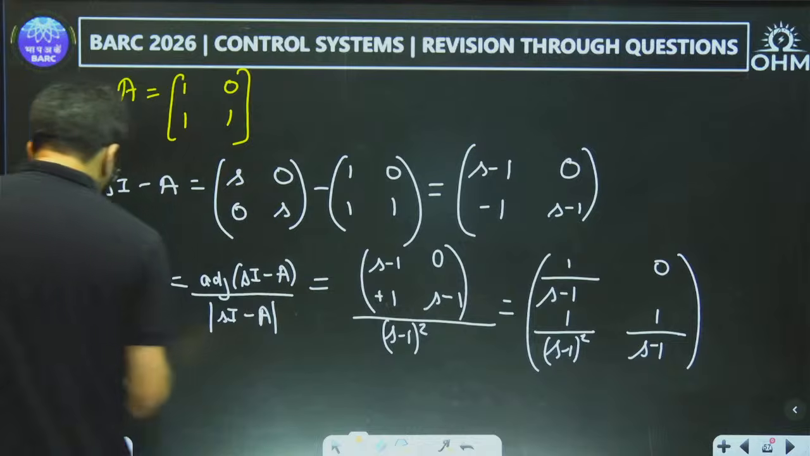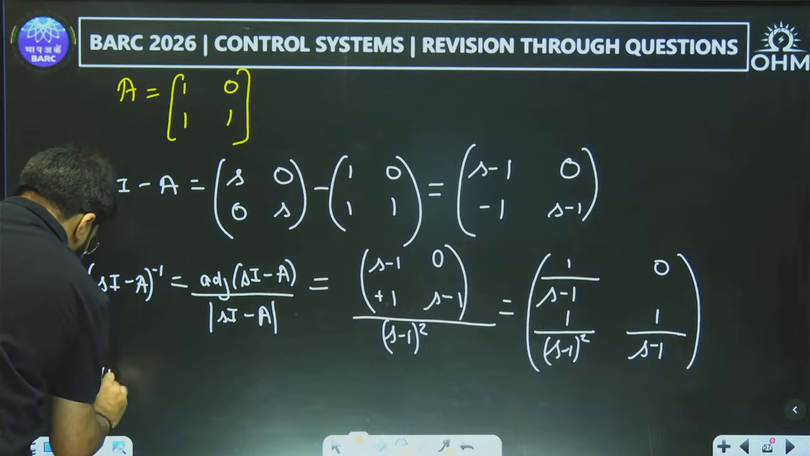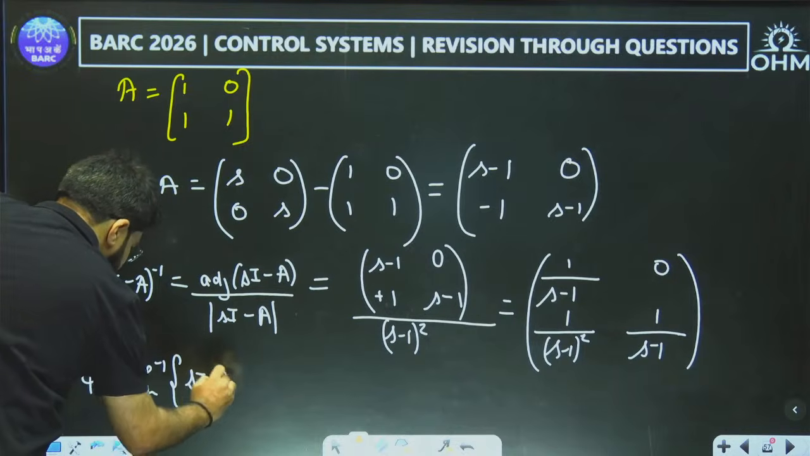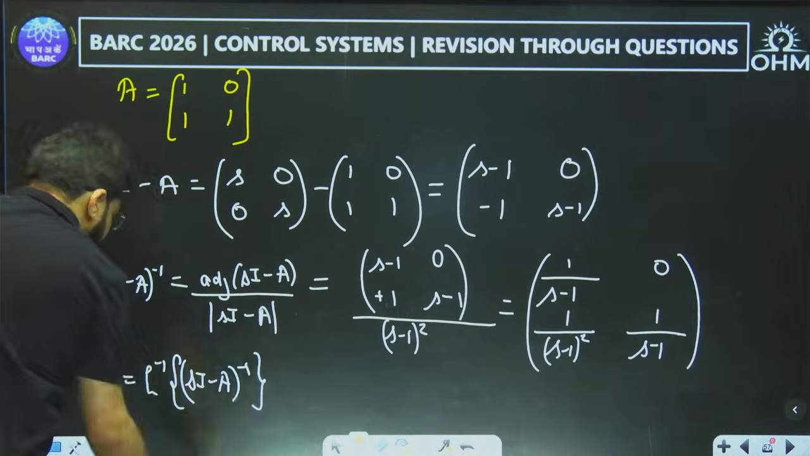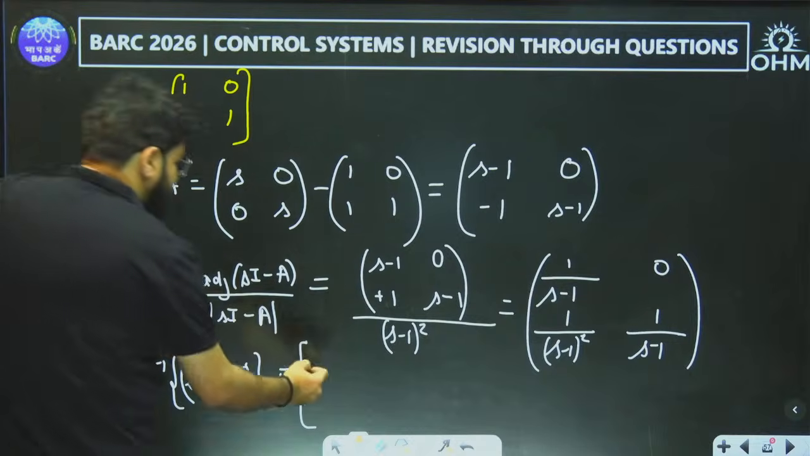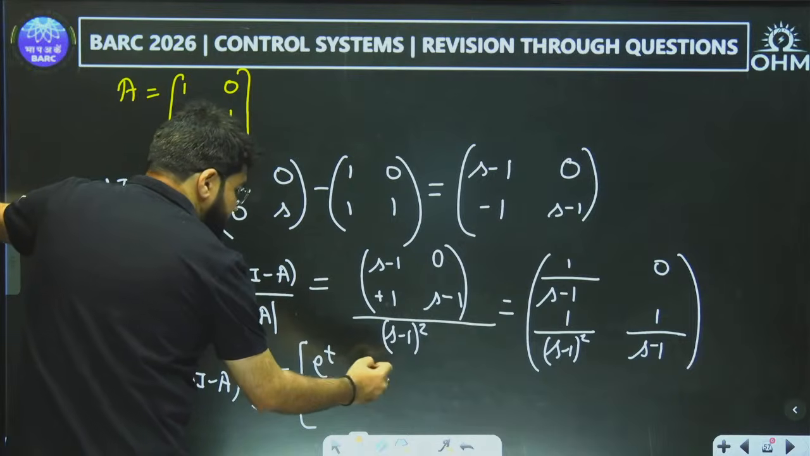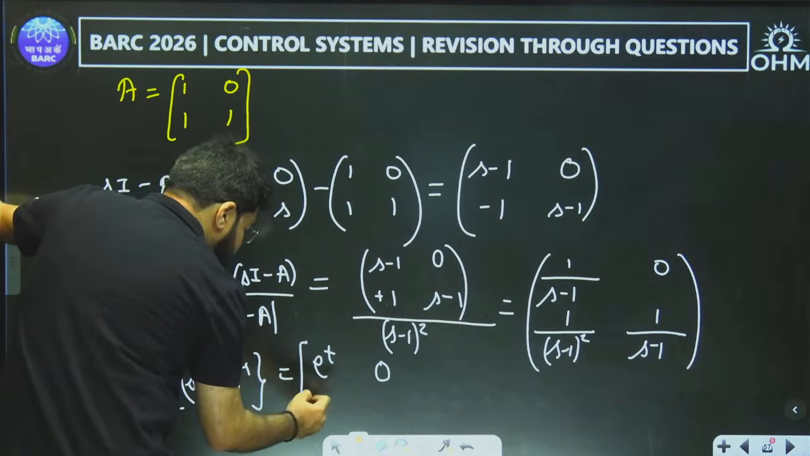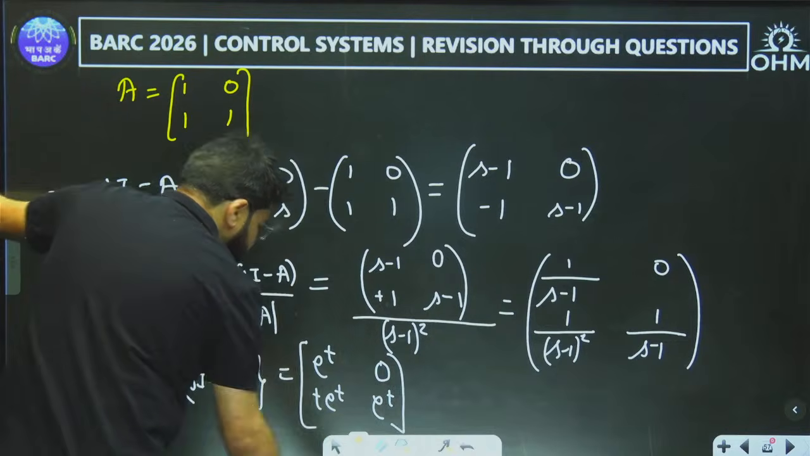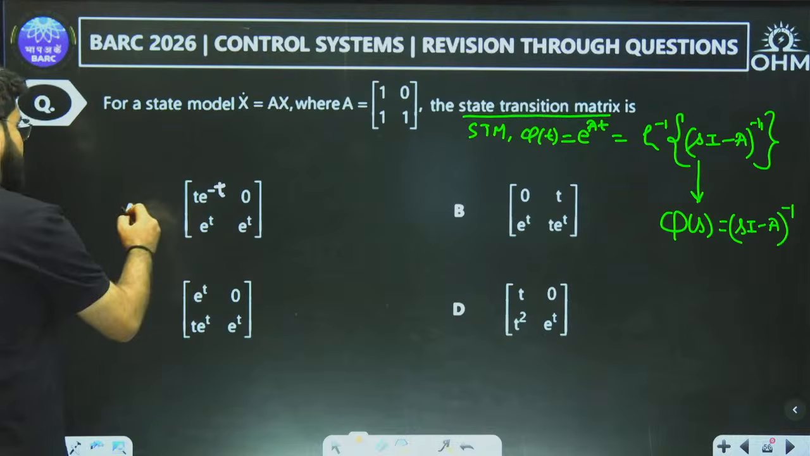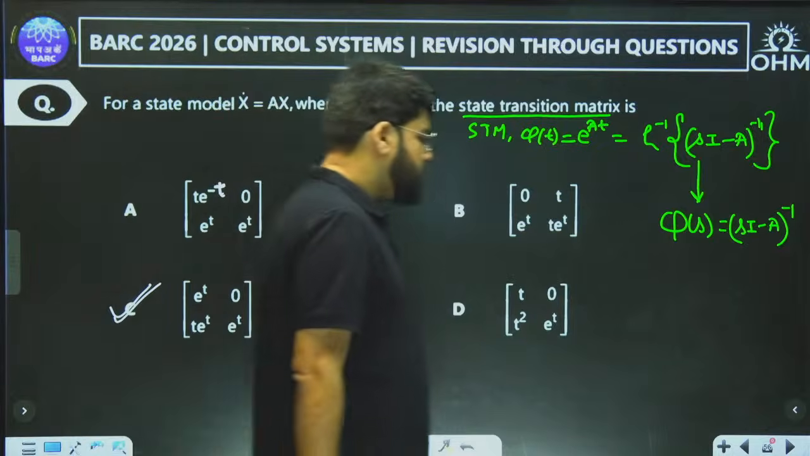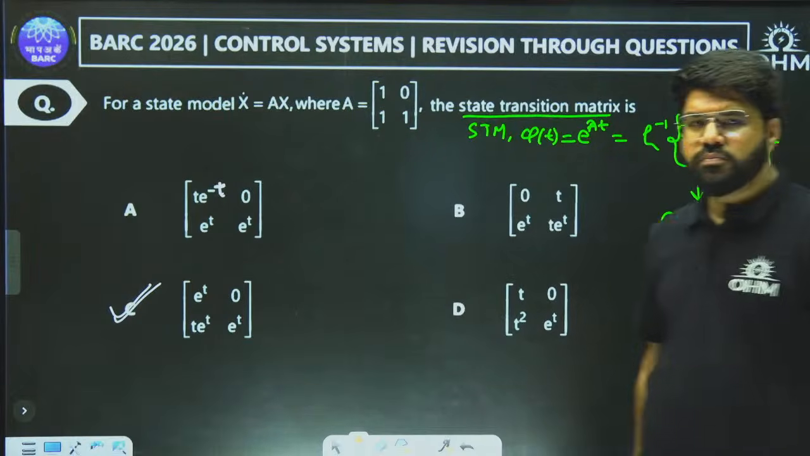So this is (sI minus A) whole inverse, and phi t is the inverse Laplace of it. When you take the inverse Laplace, 1 upon s minus 1 is the Laplace transform of e power t, 0 is 0, 1 upon (s minus 1) squared gives t e power t, and 1 upon s minus 1 again gives e power t. Basic Laplace transform formulas are to be used here. Correct answer will be option number C.